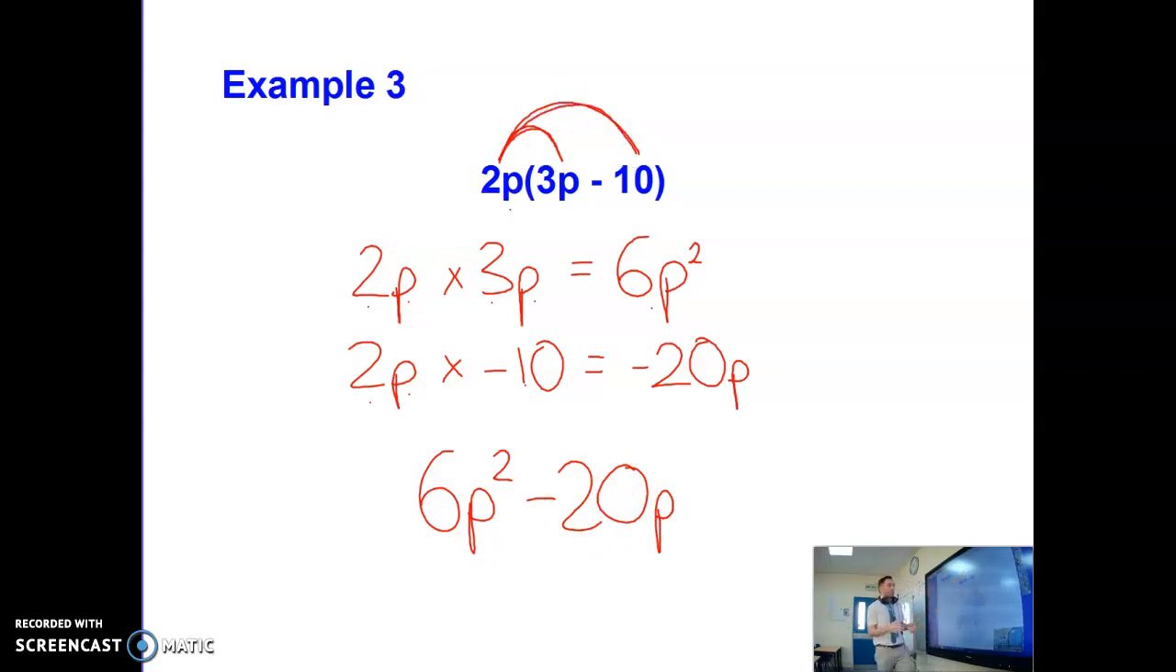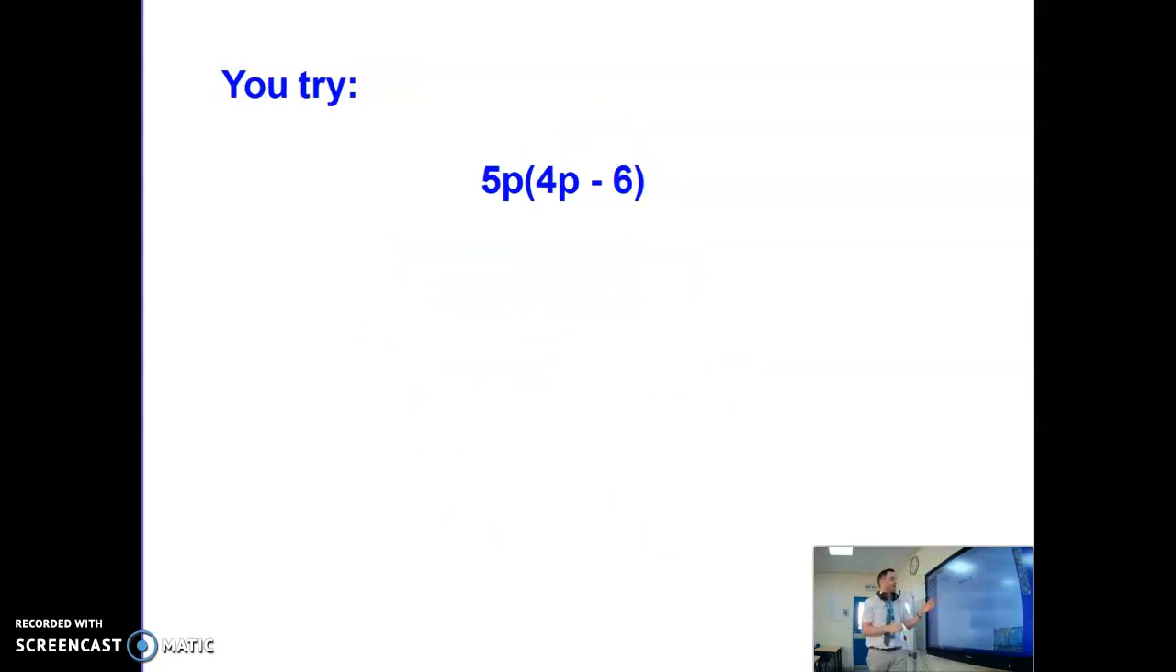Starting to get a little bit more complicated with your multiplying of the terms there. But take your time, write down your steps, and it's pretty straightforward. Let's give you one to try. So pause the video now, have a go at this, and I'll move us on.